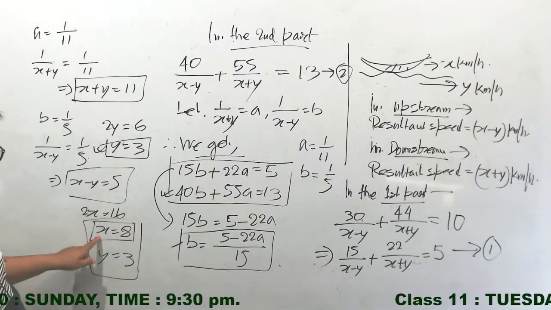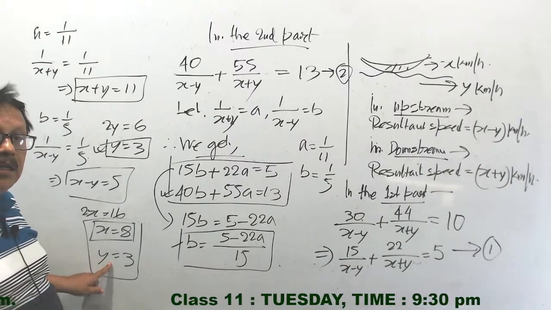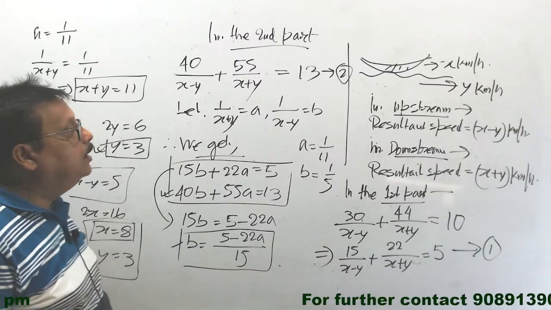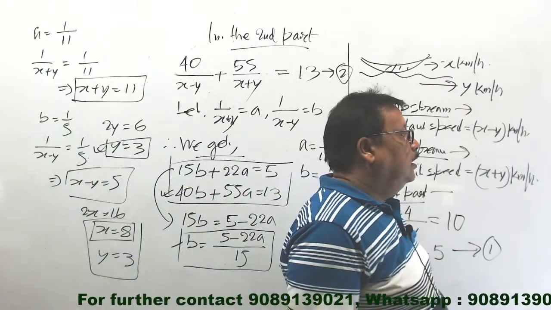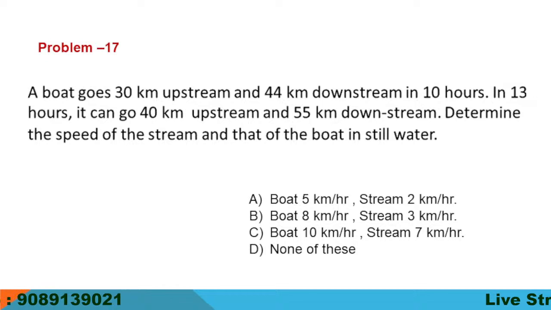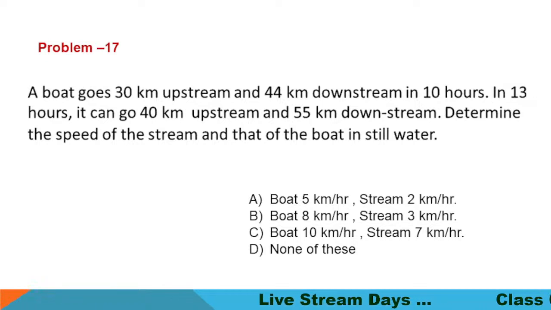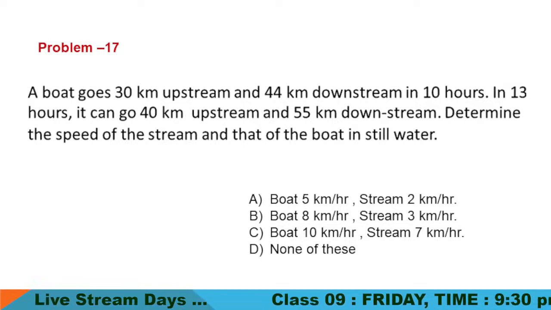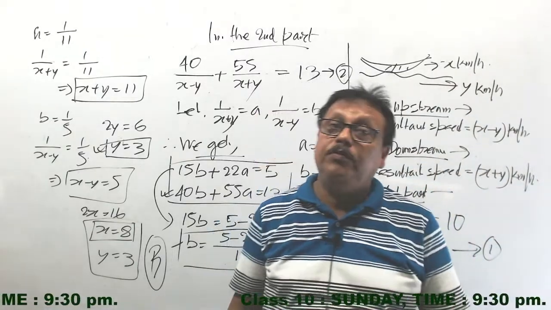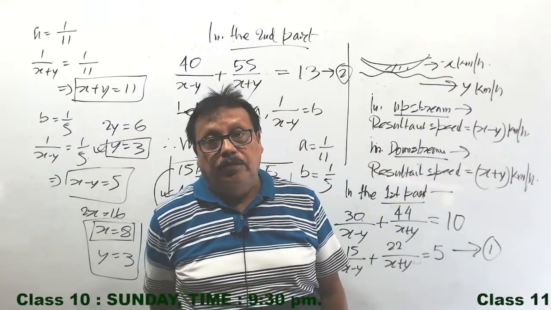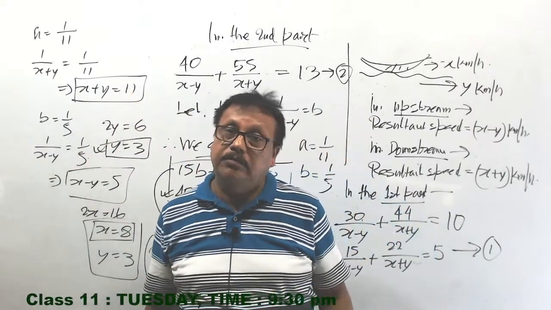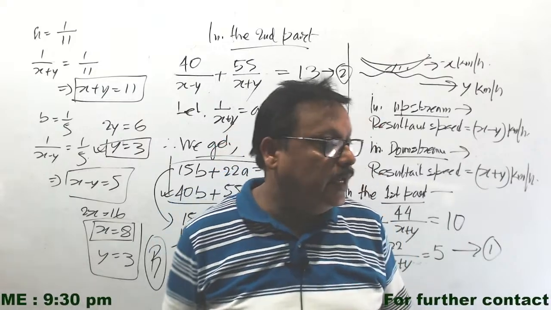This is the answer. That means the speed of the stream is 3 kilometer per hour, and the speed of the boat in still water is 8 kilometer per hour. Which option? 8 and 3, option B. Option B is the answer. Understood? A lengthy problem, and you have to solve it carefully. If you forget the process of solving linear simultaneous equations of two variables, then problems will arise. So revise again.